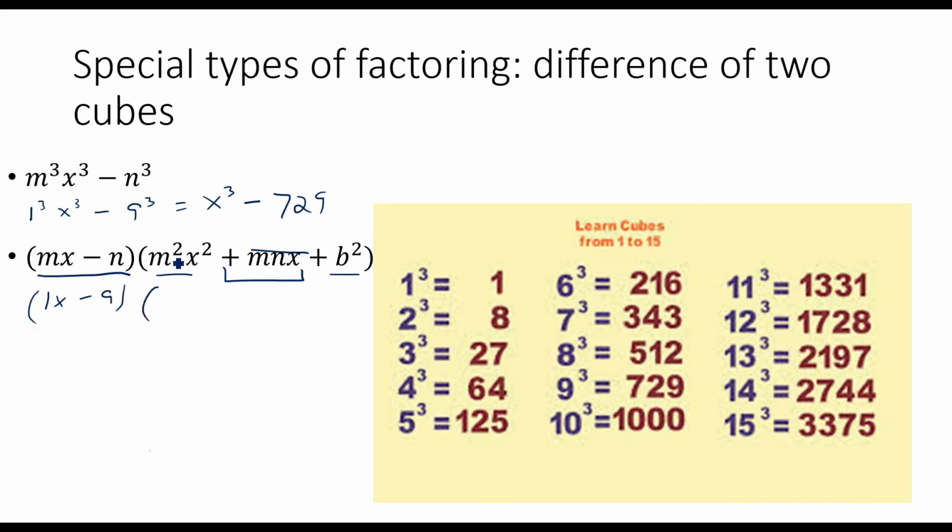And then we have 1 squared, which is 1, x squared, plus 1 times 9, x plus 9 squared. So we have x minus 9, x squared. The 1 is there, but I just don't write it down. 1 times 9 is, I mean, not 10, 9. 9x, and then we have plus 81. Okay, so these are two of our factors for this difference of two cubes.